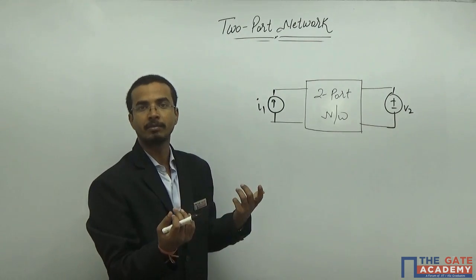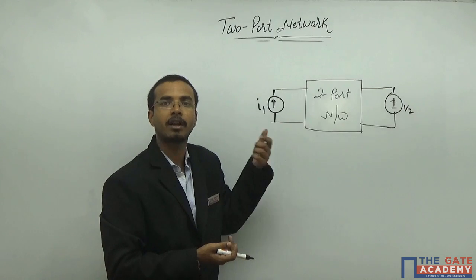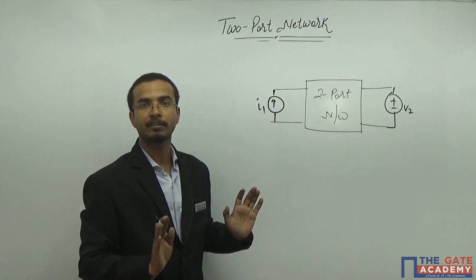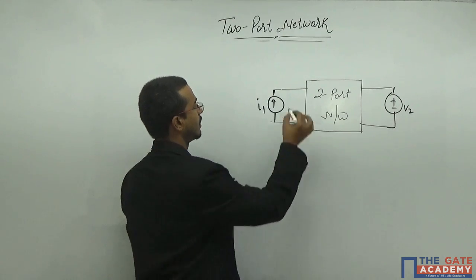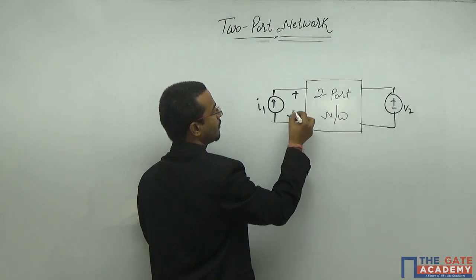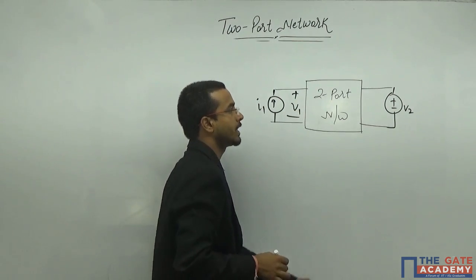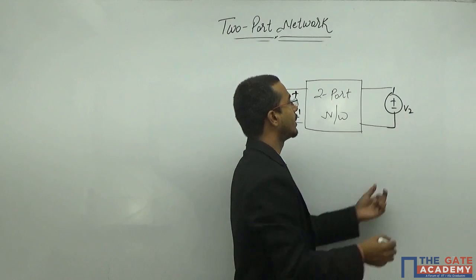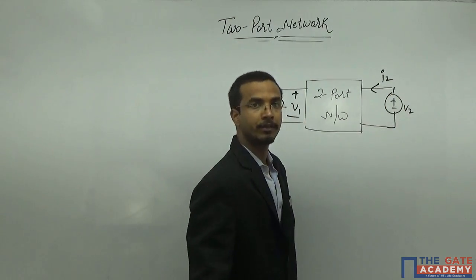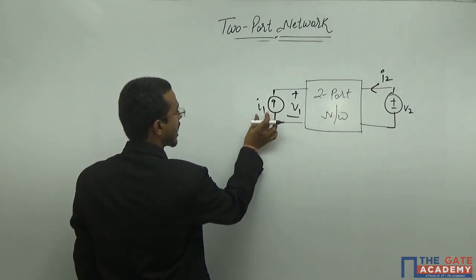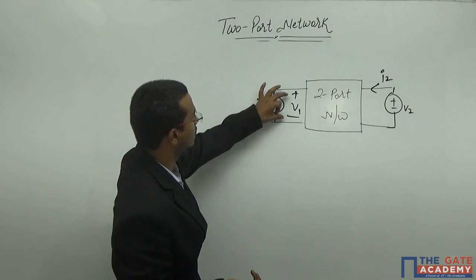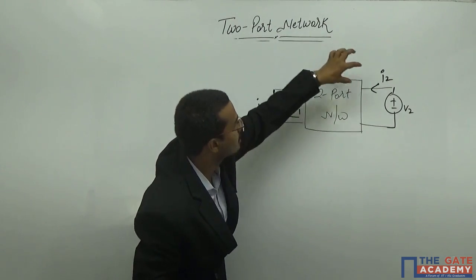Because these are the only possibilities: either you can apply the voltage or you can apply the current. That is why I am exploring all the possibilities in a particular network. If you are applying I1 here, you can measure the value of V1. And if you are applying the voltage V2 here, you can measure the current I2. The independent variables are I1 and V2, which you are applying, and the developed parameters are V1 and I2.